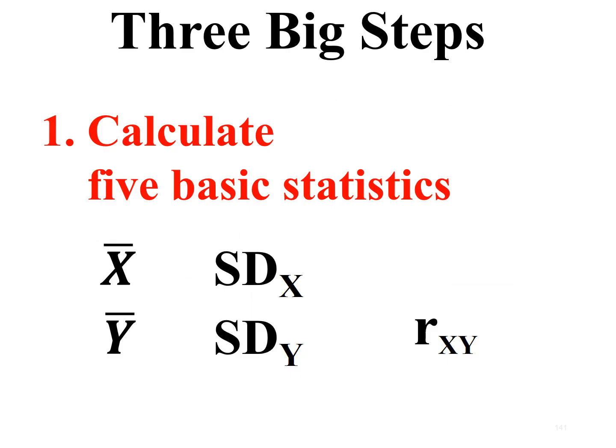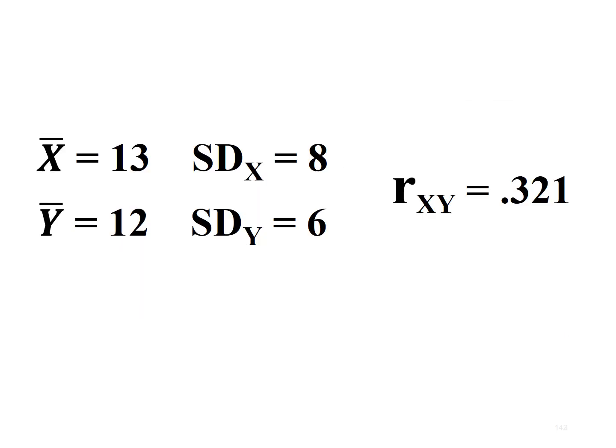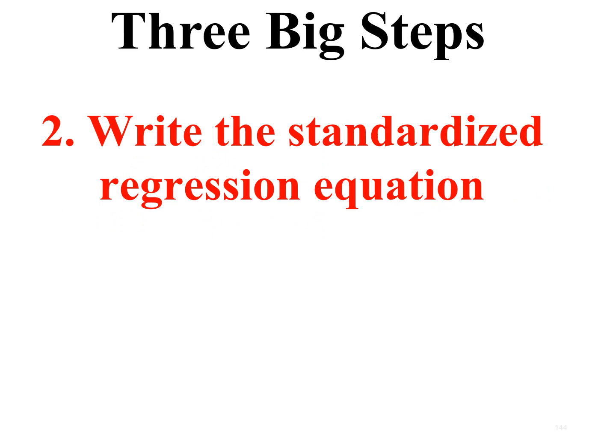So once you do that, the first step is to calculate your 5 basic statistics. So we have our means, and we have our correlation coefficient. From here, you're going to write your standardized regression equation. So we pull out our statistics, and now we're going to write the standardized regression equation.